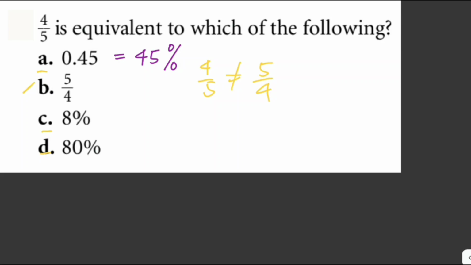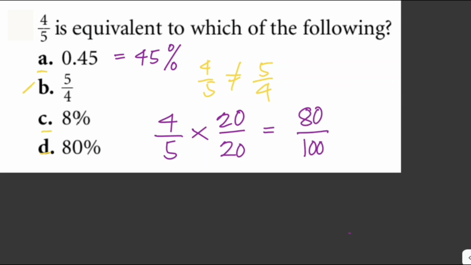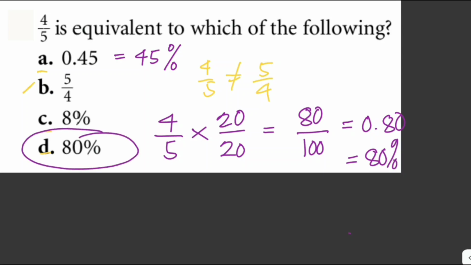And now we have percentages as our choices. Now, how do we find the equivalent of 4/5 in percent, and how do we convert a fraction to a percent? All we have to do is change the denominator of the fraction to 100 with multiplication. The denominator of 4/5 here is 5, and we need to change it to 100. So we need to multiply by 20, both the numerator and denominator. So this is just equal to 80/100, which is 0.8. Converting this to a percentage, this is just equal to 80%. So the answer here is letter D.